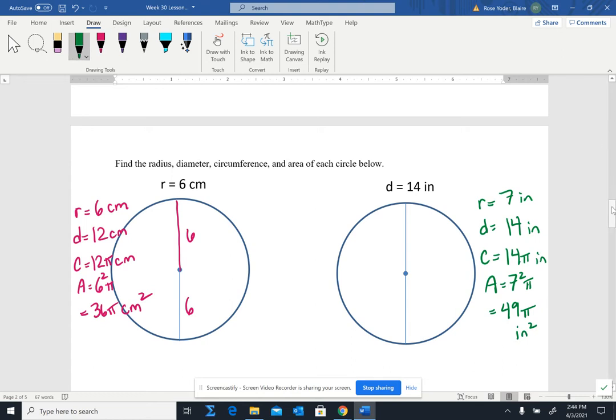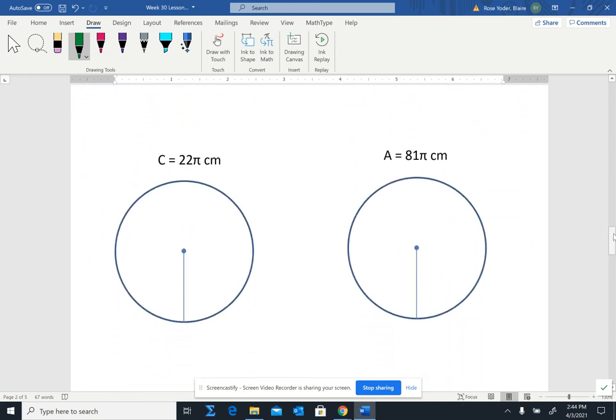Let's try a couple more. Hopefully you're starting to get into the swing of things and you see how it works. So what should you write down? RDCA. Why don't you pause the video and try it for yourself, and then you can come back and check.